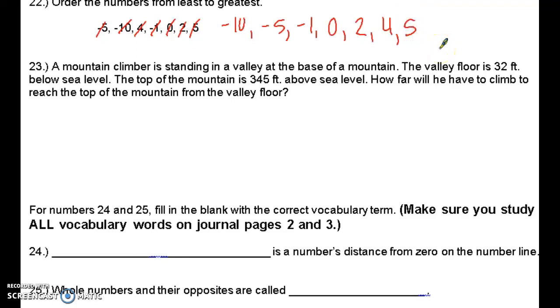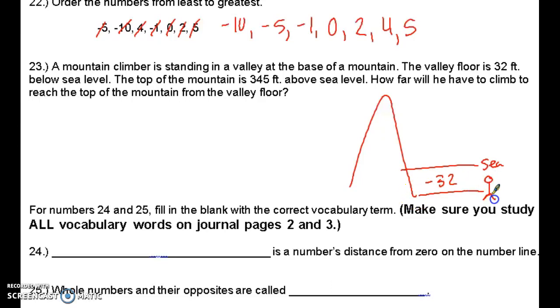Number 23, a mountain climber is standing in a valley at the base of a mountain. The valley floor is 32 feet below sea level. The top of the mountain is 345 feet above sea level. How far will he have to climb to reach the top of the mountain from the valley floor? So we have a mountain, and the bottom, here's sea level. The bottom is 32 feet below sea level. This is where the guy's standing. He wants to go to the top that is 345 feet above sea level.